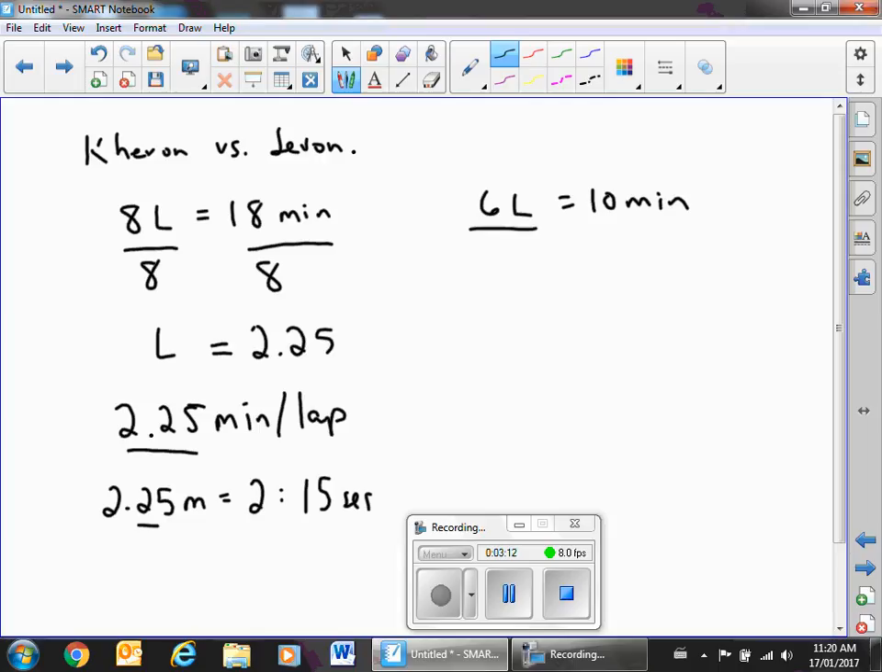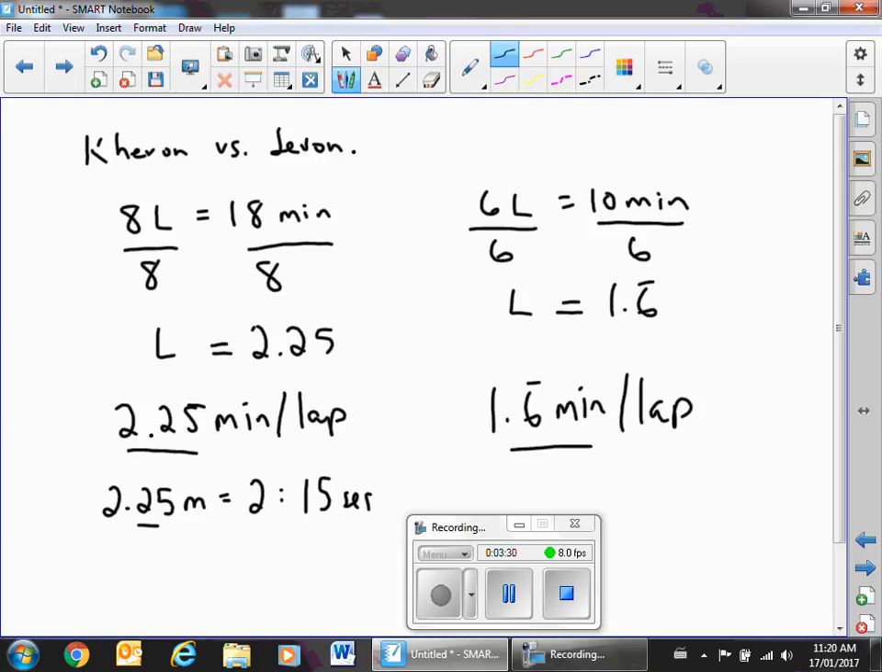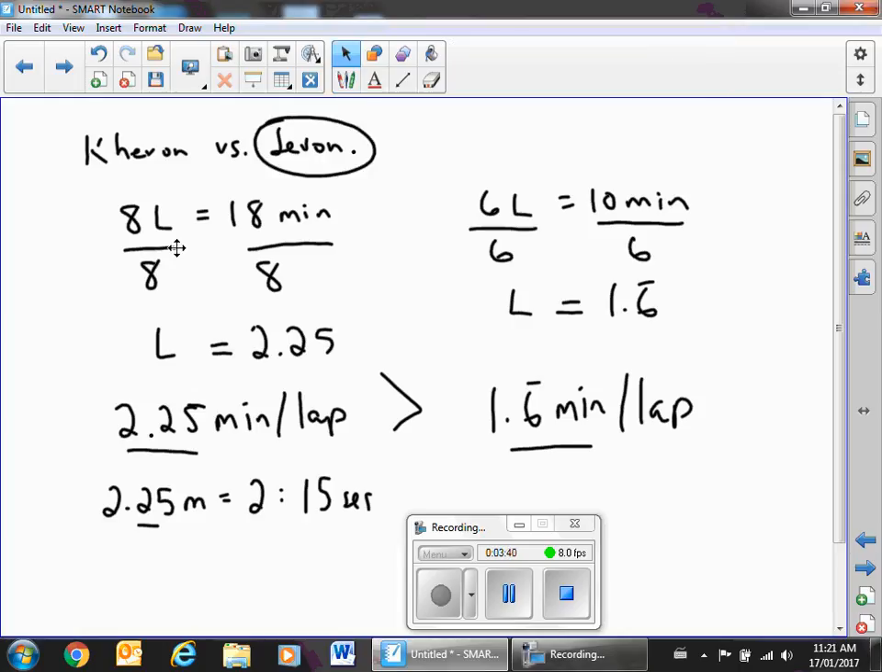Same thing over here. Divide both sides by 6. Your L equals 1.6 repeating. So it takes 1.6 minutes to run 1 lap. Therefore, it takes this guy more time to run 1 lap, and this guy less time to run 1 lap. So therefore, Javon is the faster runner, because he runs it in less time.